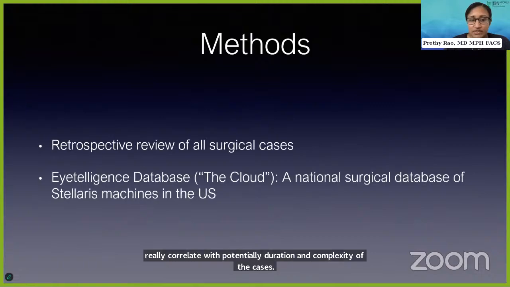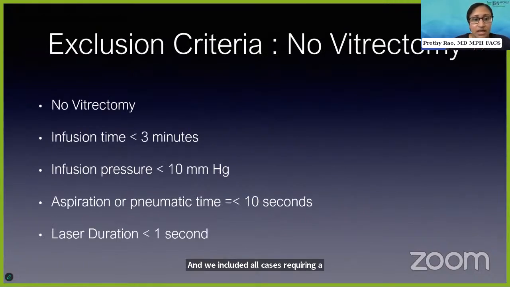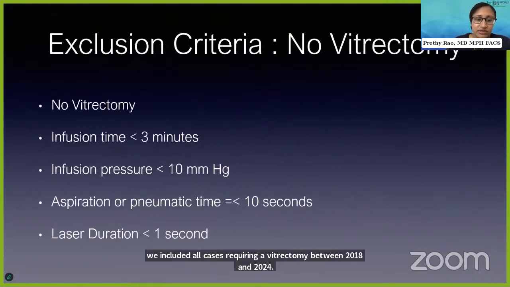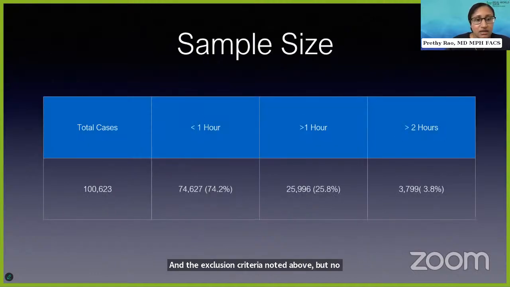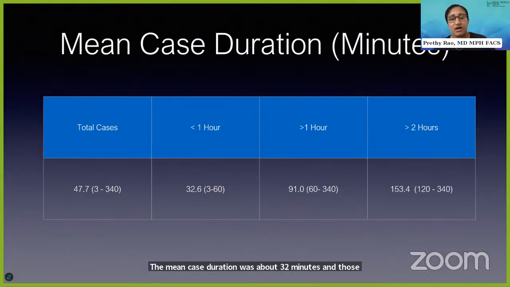This was a retrospective review of all surgical cases in this cloud database. We included all cases requiring a vitrectomy between 2018 and 2024, and excluded cases with no vitrectomy. We had a sample size of 100,000 cases; 75% were less than 1 hour and 25% were greater than 1 hour. The mean case duration was about 32 minutes in those less than 1 hour and about an hour and a half for those greater than 1 hour.